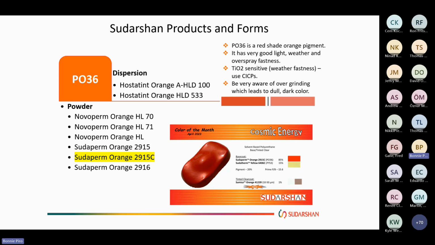And here is a coatings application. This one actually happens to be a base coat tinted clear coat with the Orange 36 and Yellow 53 as the base coat, followed by a mica tinted clear coat over top of it.